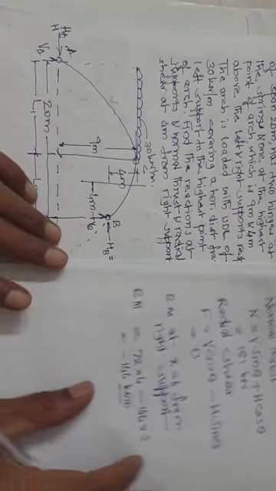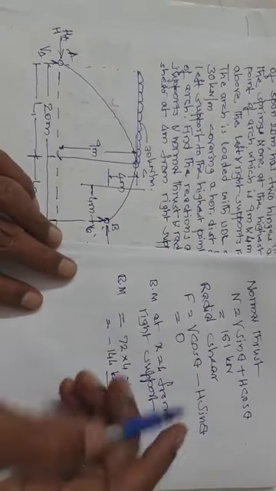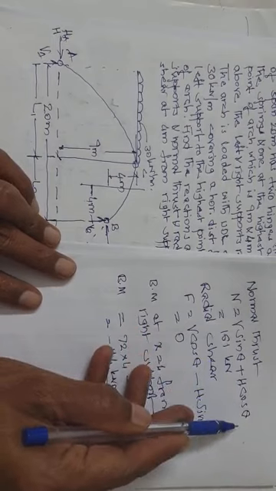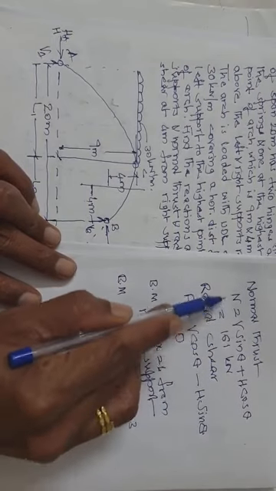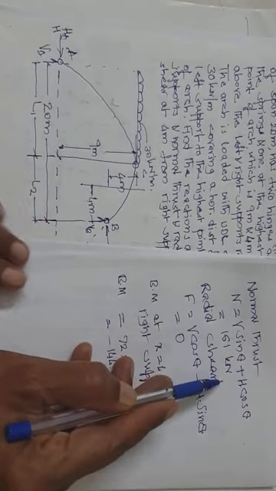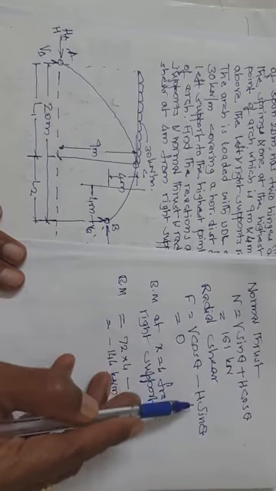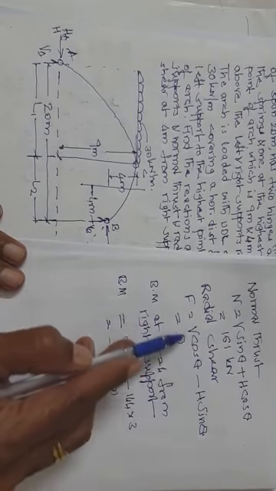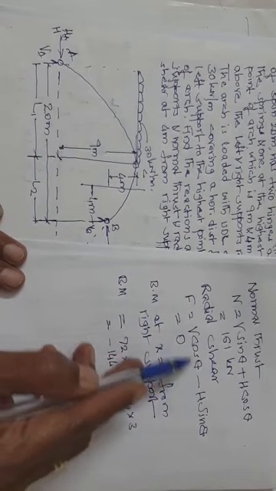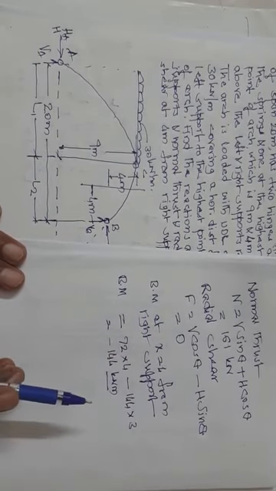Normal thrust, you know the formula: V sin theta plus h cos theta. Substituting V, h and theta, normal thrust you will get 161 kilonewton. Then radial shear, V cos theta minus h sin theta. Again substituting h, theta and V values, you will get this as 0.